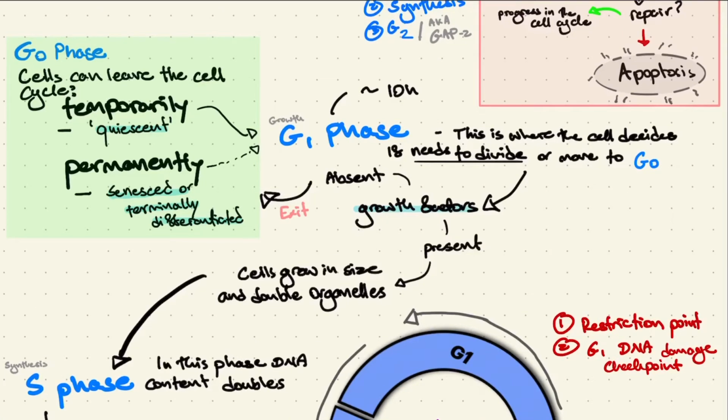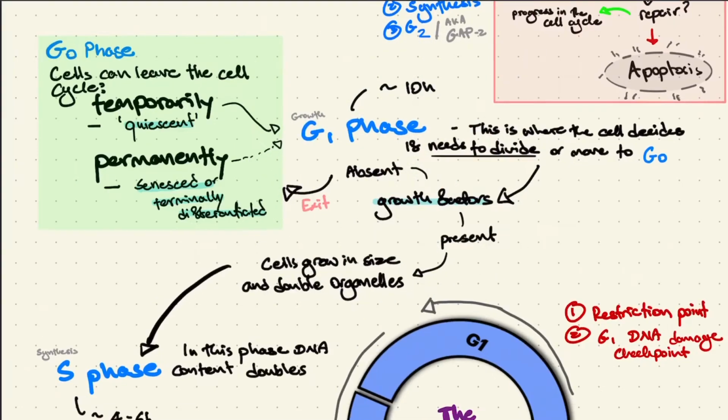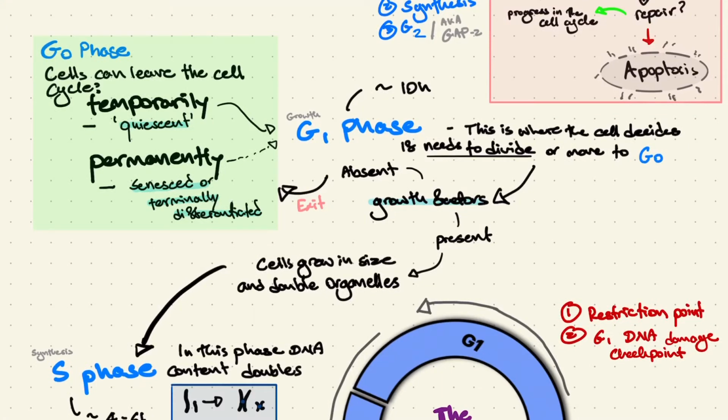Cells can also leave the cell cycle permanently, and this can happen for two main reasons. Firstly, if the cells are terminally differentiated. This means that they don't need to divide any further, and a good example are neurons. The second reason is if the cells have reached the Hayflick limit, meaning that the cells are senesced. The Hayflick limit is a set number of times that a cell can divide. And this is another defense mechanism against cancers. Anyways, let's get back to the cell cycle.